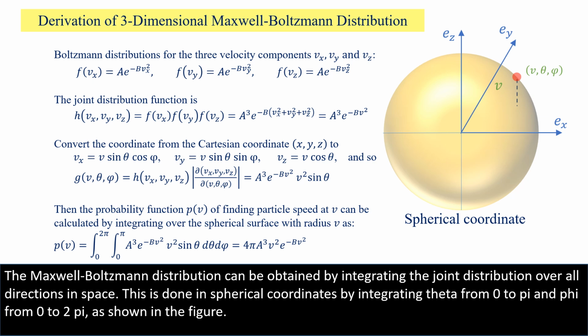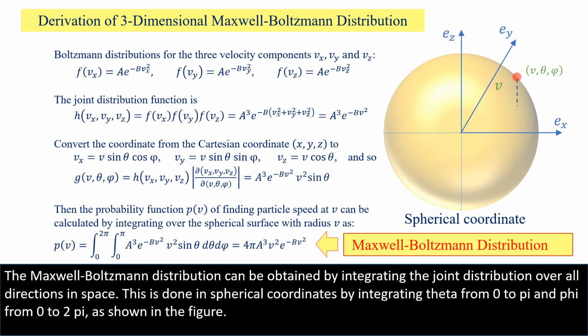The Maxwell-Boltzmann distribution can be obtained by integrating the joint distribution over all directions in space. This is done in spherical coordinates by integrating theta from 0 to pi and phi from 0 to 2 pi.